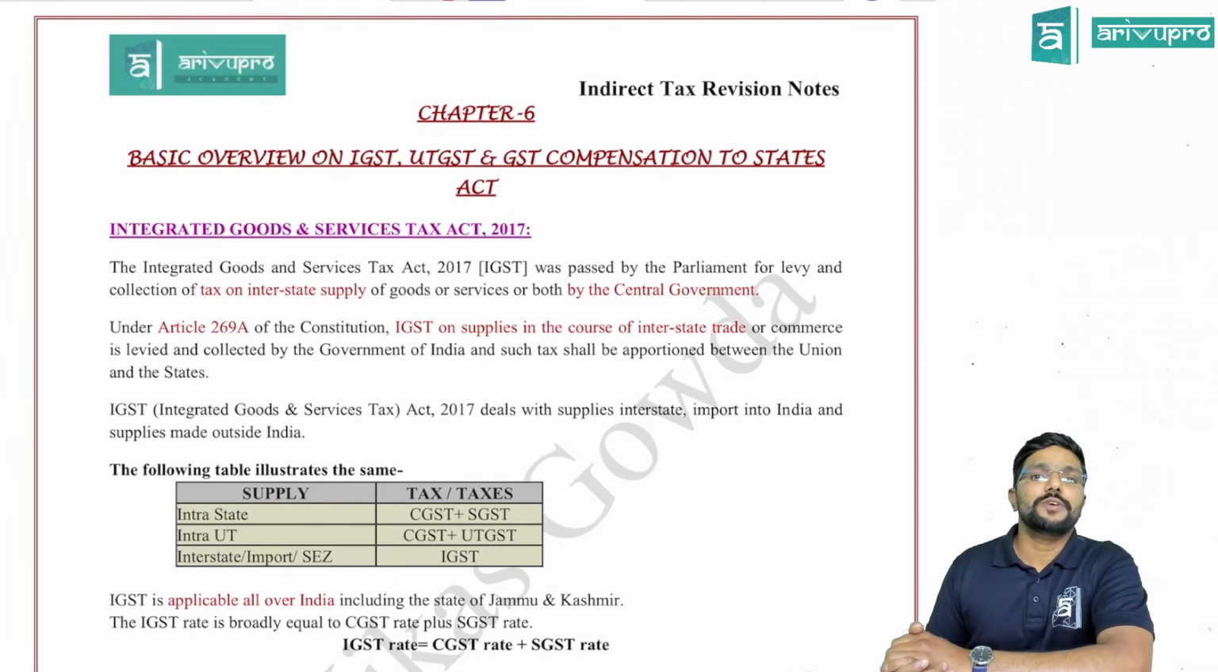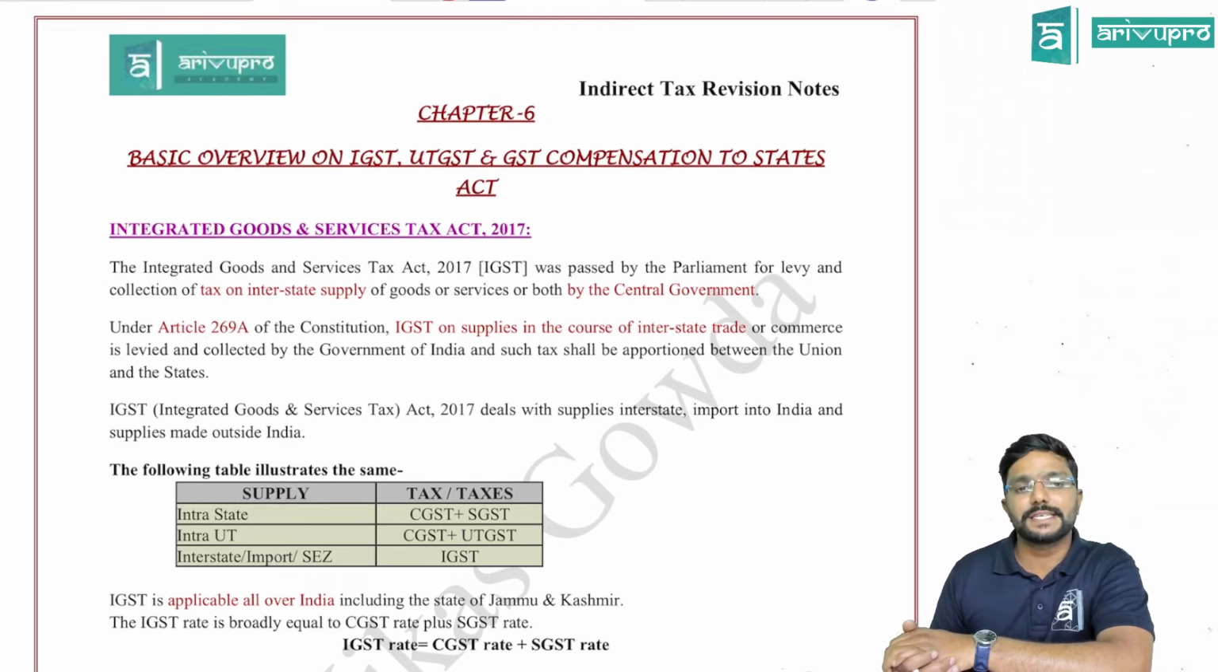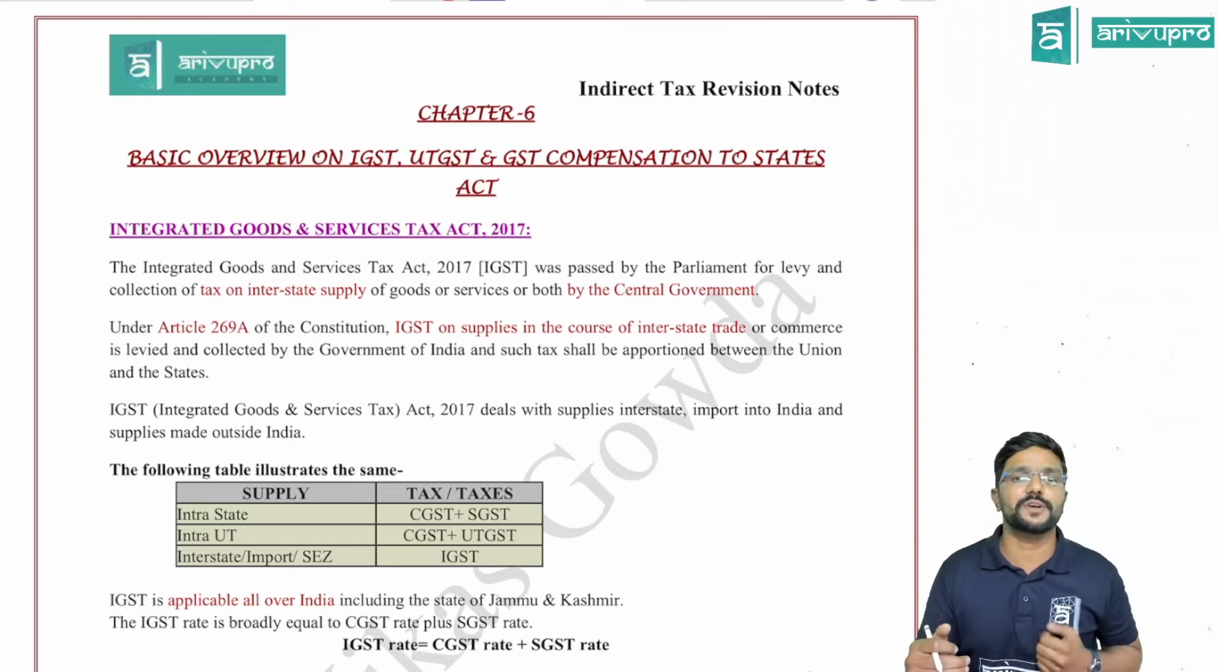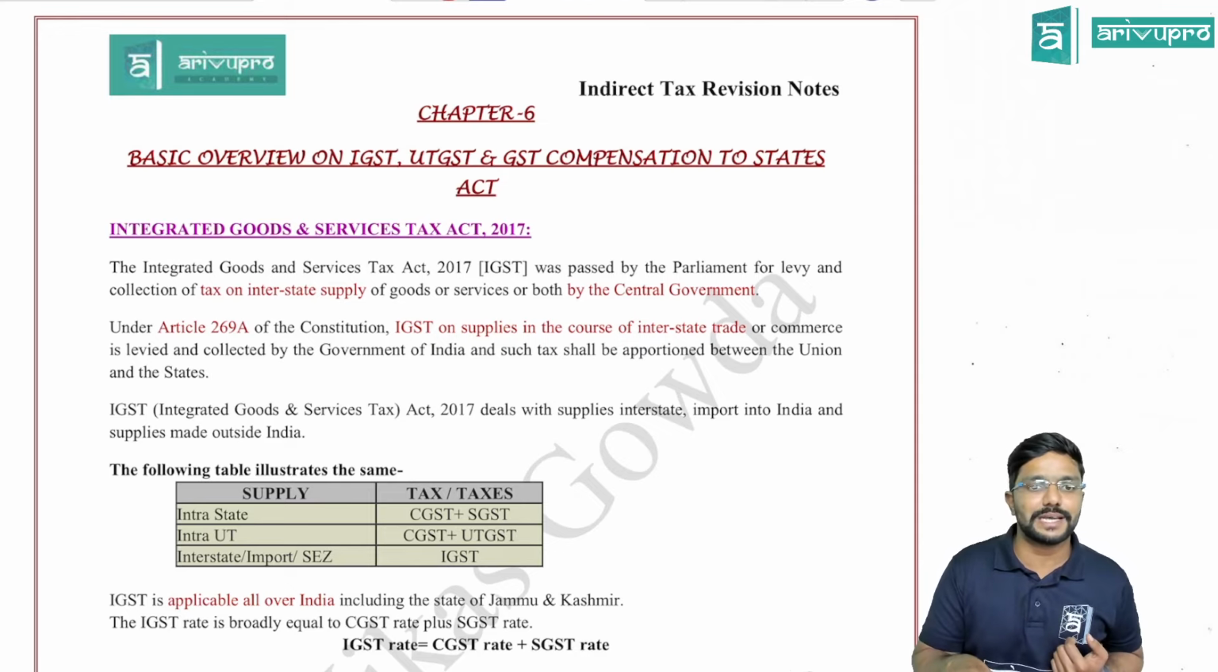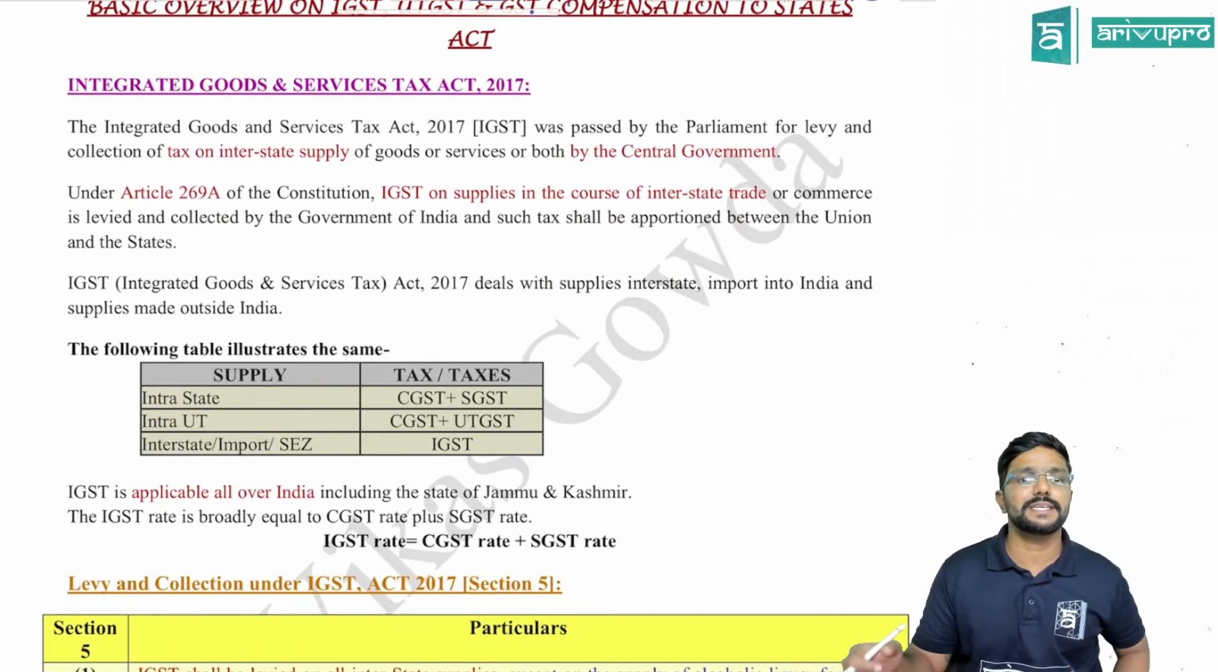Fine, guys. So we will revise chapter 6, which talks about the basic overview on IGST, UTGST and the GST Compensation to States Act. Only some basics about these three acts are covered in this chapter, guys. First, coming to the IGST Act.